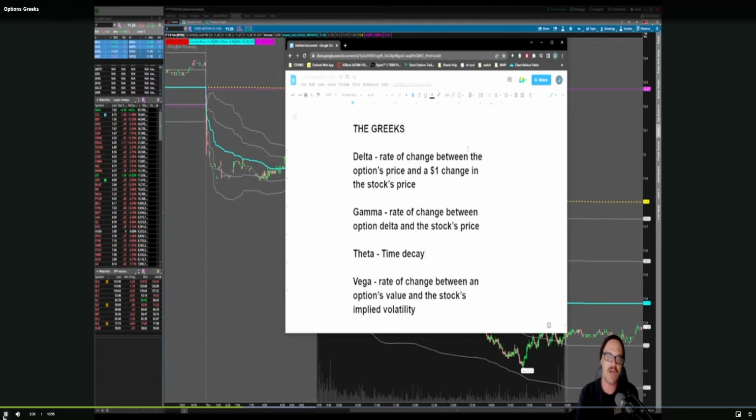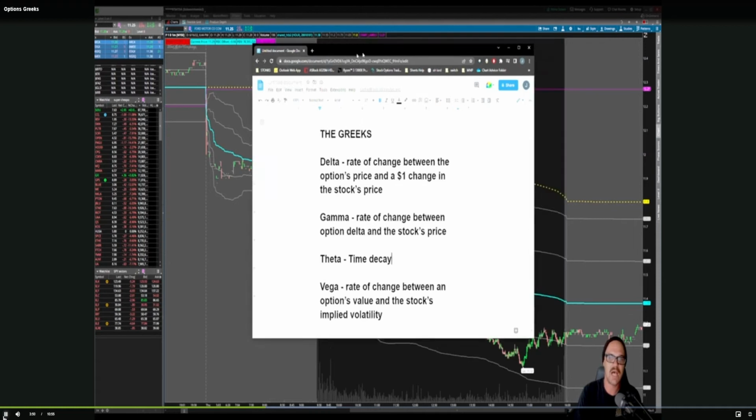Now, there's another one called Vega. I mean, there's Rho and all these other different ones. But let's stick with these. There's Vega, which is the rate of change between an option's value and the stock's implied volatility. But I want to get into that in its own video because implied volatility is its whole thing. So let's stick with the Greeks right now.